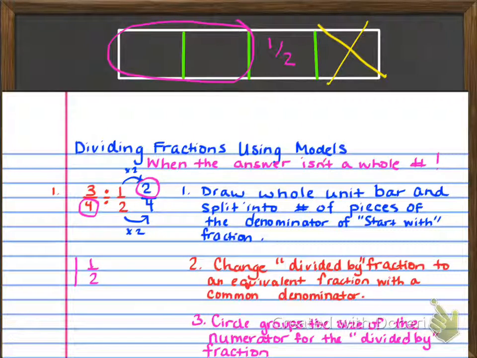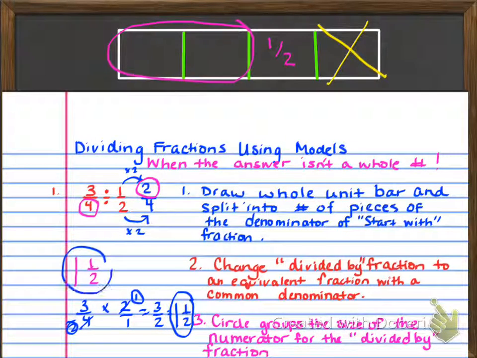And just to be sure, you want to check your modeling division by doing the multiplication algorithm for it. So you're going to take 3/4 and multiply by 2 over 1. You want to cross simplify the 2 and the 4 by dividing out the 2. And you are left with 3 over 2, which then simplifies to 1 and 1/2. So that justifies your answer up here that you got from your model.